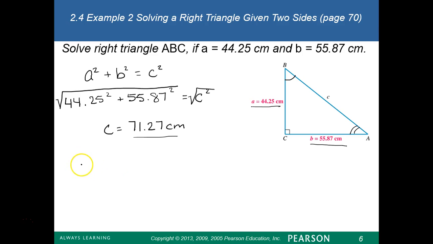Angle A, to find it, let's figure out what trig function we need to use. So for angle A, we have our opposite and our adjacent information given to us. That means we're going to be using our tangent function. So tangent of A is equal to our opposite over adjacent, so the 44.25 over the 55.87.